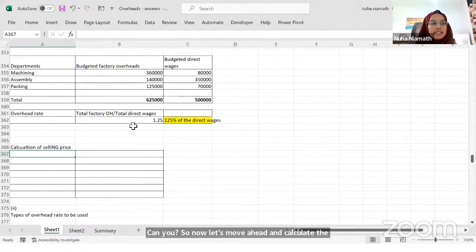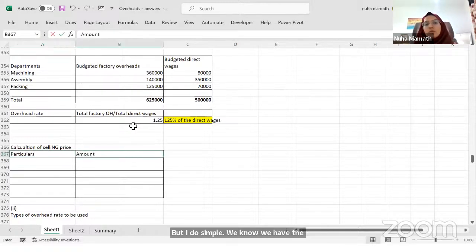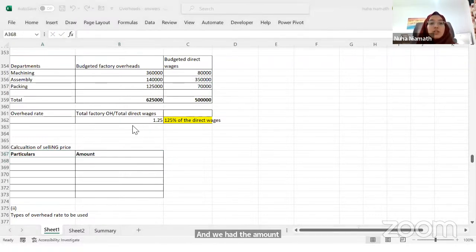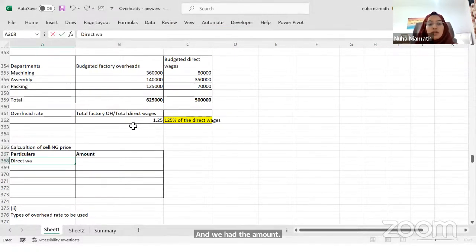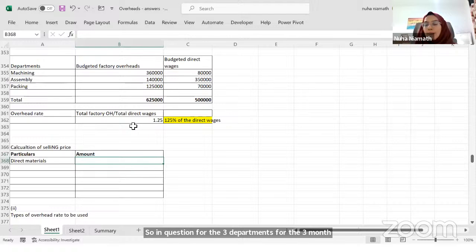So now let's move ahead and calculate the selling price, because the first part was the overhead rate. The second part was the selling price. Selling price is pretty simple. We know we have the particulars and we have the amount. The particulars is already given to be the direct material. So in the question for the three departments, machining, assembly and packing, budget, direct wages.